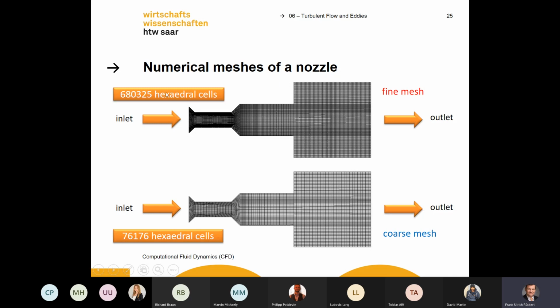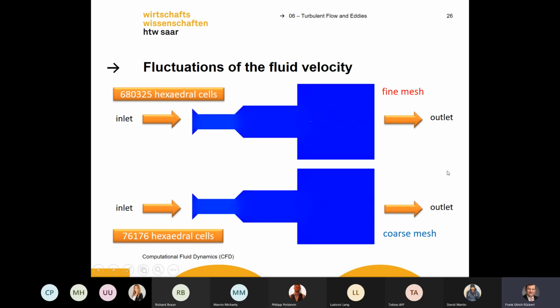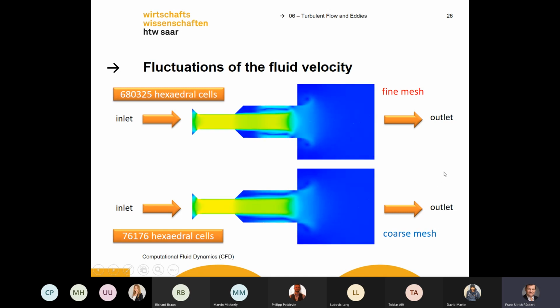I made a CFD simulation with two different mesh sizes, and you can see that this region was pretty small. It was just a few millimeters in diameter, but I used a lot of different hexahedral cells to model this throttle. Here I used the fine mesh and here the coarse mesh. Now if you look at the results, you can see the CFD results.